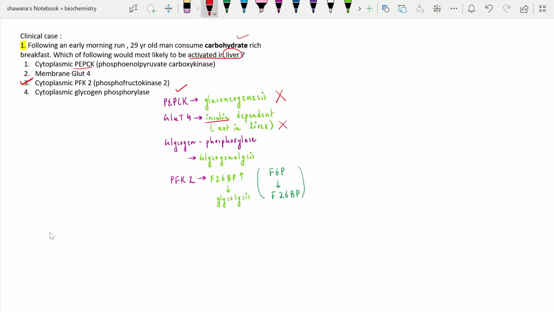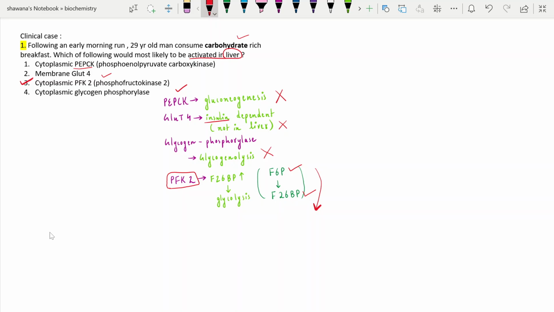Okay, the last option is phosphofructokinase 2. Phosphofructokinase 2 is a very important enzyme. It is used in glycolysis, and its function is to convert fructose 6-phosphate to fructose 2,6-bisphosphate, and it's an enzyme that promotes glycolysis. Do we need it? Yes, we need to store the glucose. We need to convert the glucose into pyruvate, and we need to generate ATP from it. So yes, cytoplasmic phosphofructokinase 2 is the correct option after we consume a carbohydrate-rich breakfast in the morning or any time in the day.